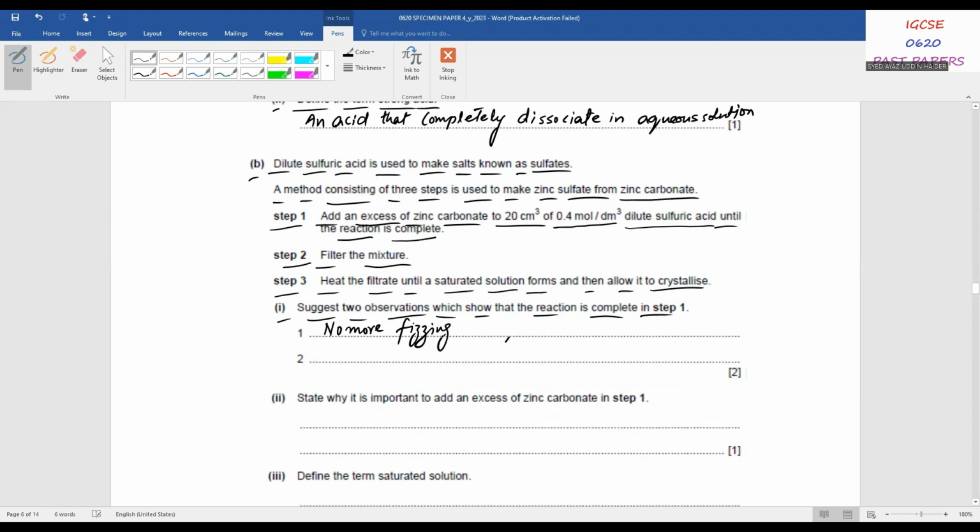Zinc carbonate exists in the solid state. So when the reaction is complete, no more solid dissolves. So you write ZnCO3 stops dissolving. Number 2, state why it is important to add an excess of zinc carbonate in step 1, so that it can use all the acid.